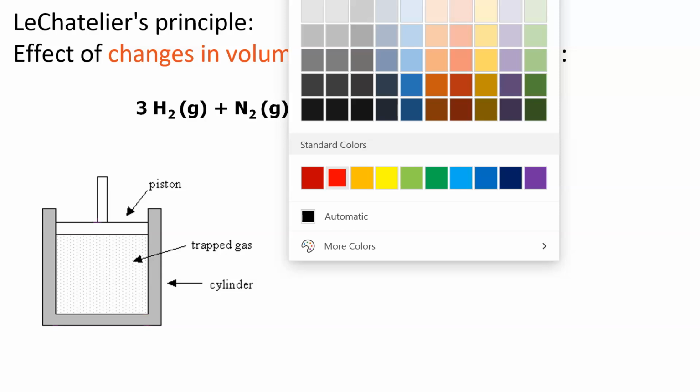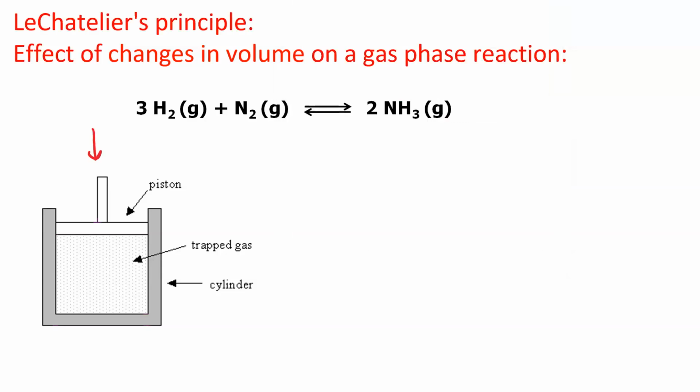If we apply force to the piston, we push down, that reduces the volume. What does that do? Well, that increases the pressure by Boyle's law. The pressure of everything, right? And Le Chatelier's principle says that the equilibrium, or the system, will shift to whichever direction restores equilibrium. And that's going to counteract the change you made.